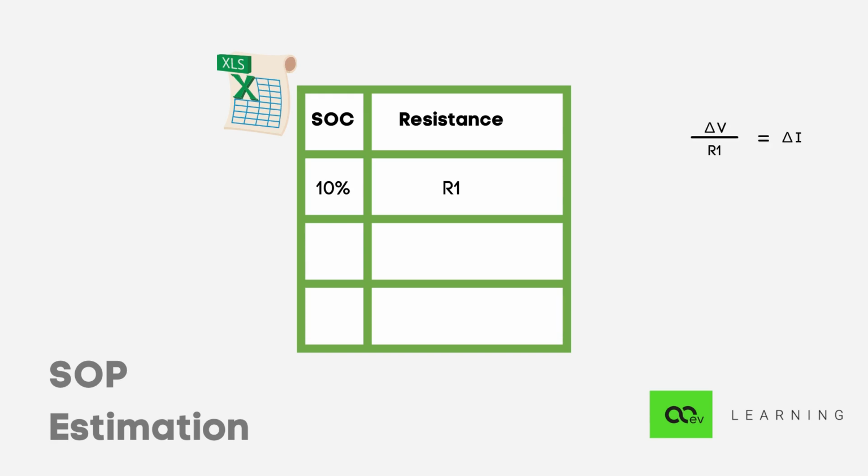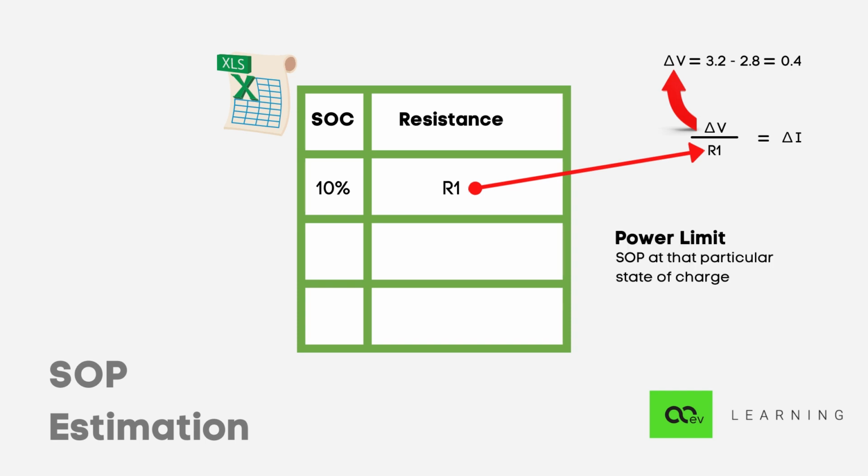Delta V upon R is equal to current I. Delta V is given by open circuit voltage minus the under cutoff voltage. So let's say 3.2 minus 2.8 is equal to 0.4, that is delta V. And by the lookup table, we plug the resistance into the formula according to the SOC at that point. And finally, we get delta I, that is how much current we can pull out of the battery pack. And the power limit will be given by delta V into delta I. So this is the way of calculating state of power estimation.